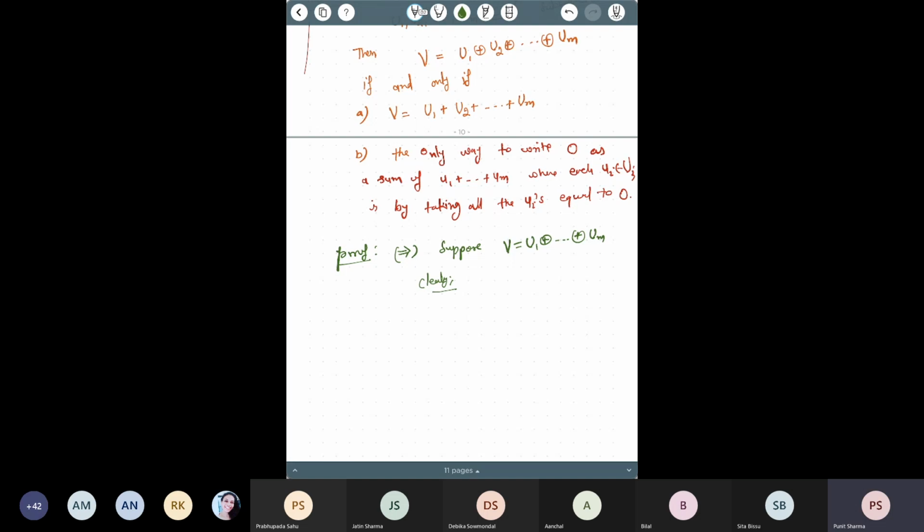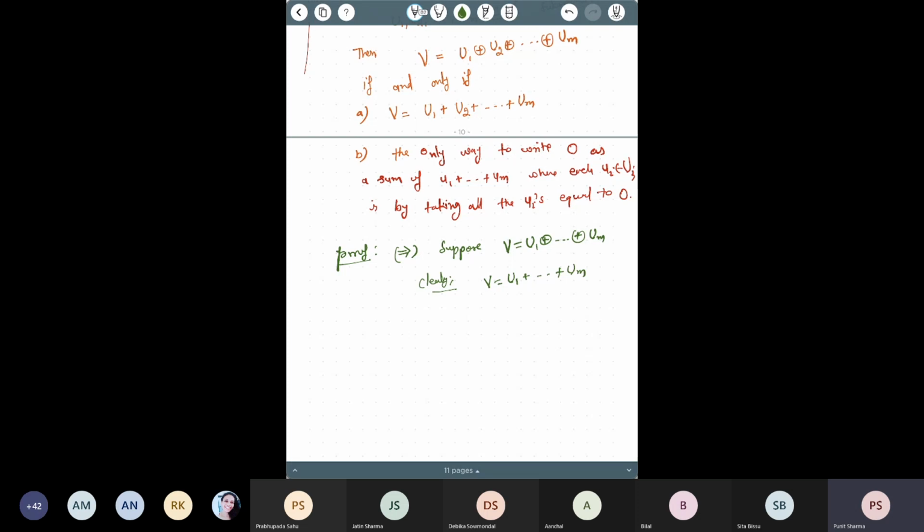The condition A is straightforward, that V is the sum of these subspaces. This is by definition, because for the direct sum it has to be a sum. Not only that, every vector has to be uniquely written. So the first condition is straightforward. Now for the second condition, we need to check that the only way to write 0 as a sum of vectors from the subspaces is the trivial way. So we have to prove this.